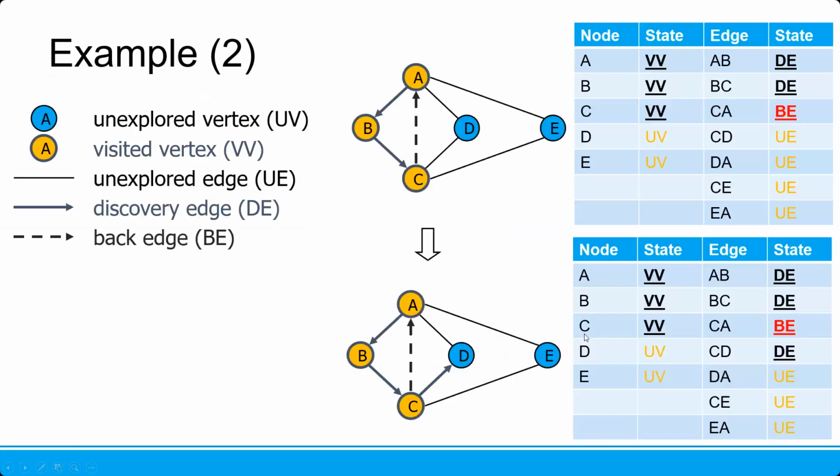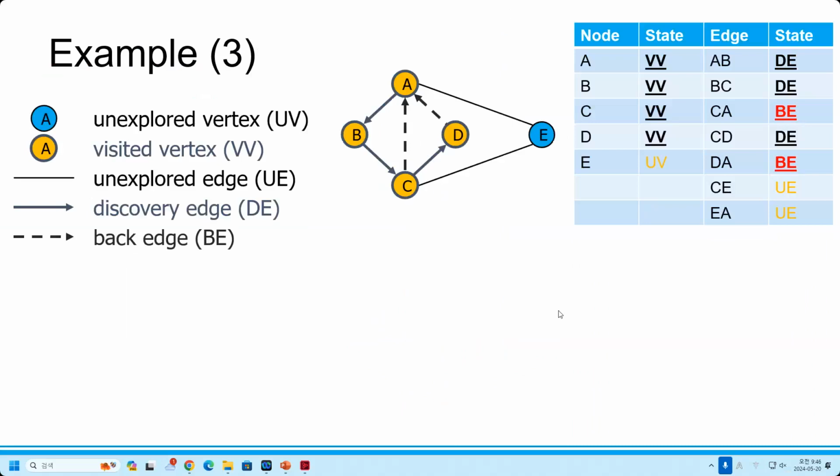And then we want to check the incident edges of C. This is the first incident edge of C, and this is the second incident edge of C. And D is not visited. Because D is not visited, we will make C to D a discovery edge, and D will be set as visited. Now, the next node will be D.